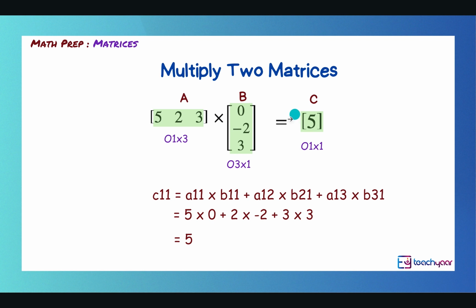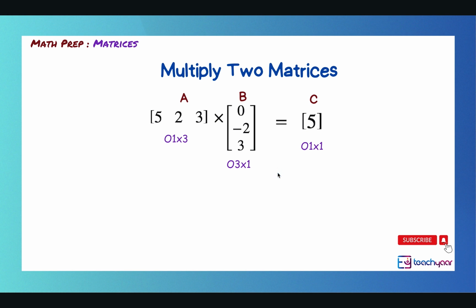Okay, so now let's do the multiplication. So C11, which is the only element, is A11 times B11 plus A12 times B21 plus A13 times B31. So it's 5 times 0 plus 2 times minus 2 plus 3 times 3, which means it's minus 4 plus 9, which is 5. So you've got 5. So that's quite simple. Hopefully matrix multiplication has now become clear to you. Thank you.